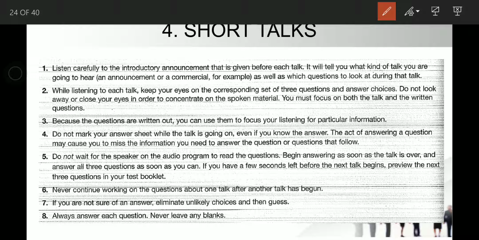These tips are probably the same as the previous part, part 3, about short conversation. So just read by yourself. The last thing that I want to say, never leave any answer blank. If you don't know the answer, remember you need to guess. Maybe it's your lucky day.